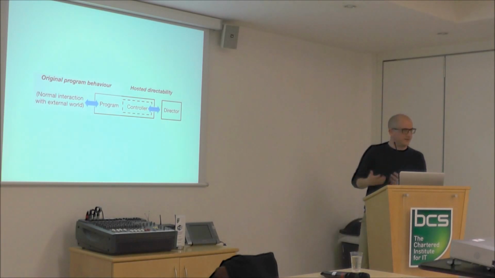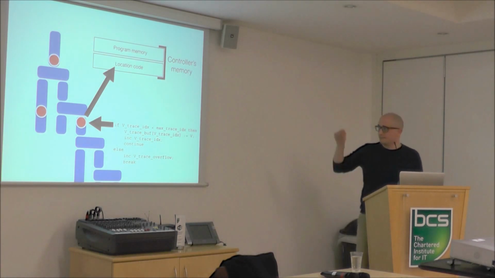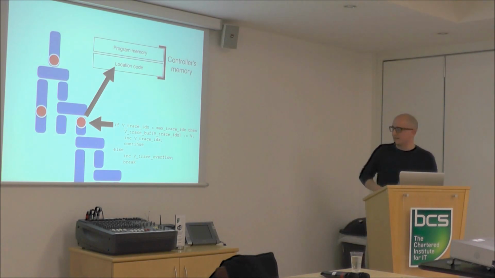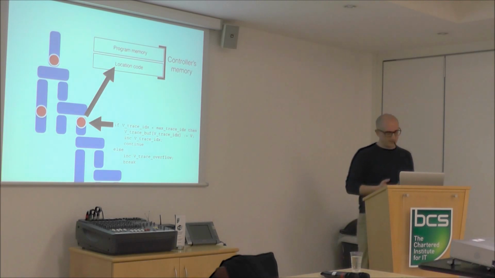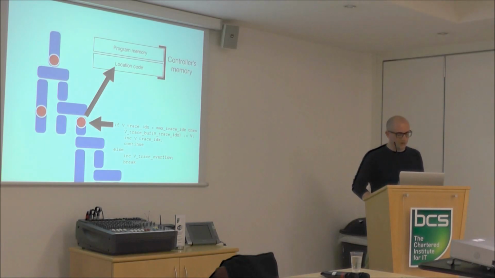So we have this kind of shared existence. The controller not only sees its own memory, but also the programs. And we can then, at runtime, activate these locations and have them behave in different ways. So in this case, we are tracing with variable v, and by having the director specify that to the controller, we're updating the location code memory that is independent from the program memory.